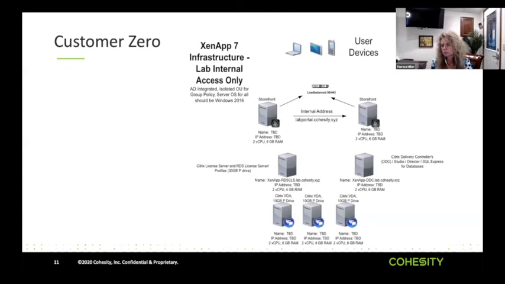The delivery controller that I mentioned is kind of the control element. So if I wanted to see user connections to the environment, if I wanted to do monitoring, I leverage Director. And then my databases, I use SQL Express for our Customer Zero environment. However, you can use full-on SQL databases for this as well. So that's kind of the second and third elements of the architecture.